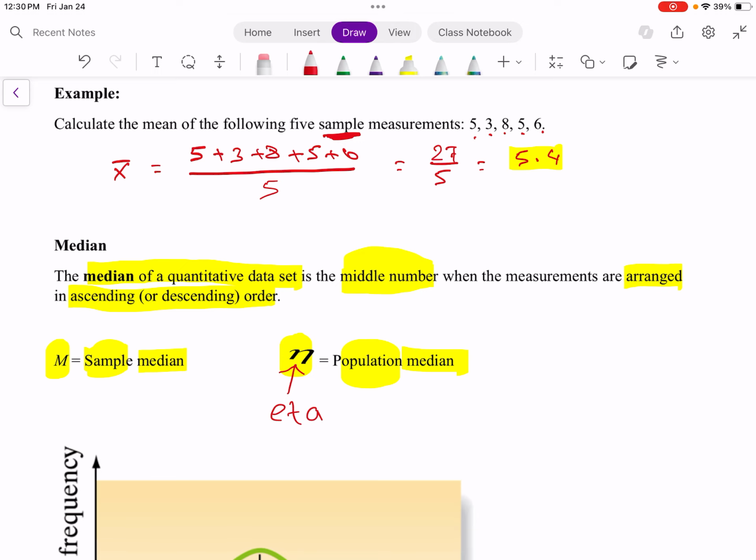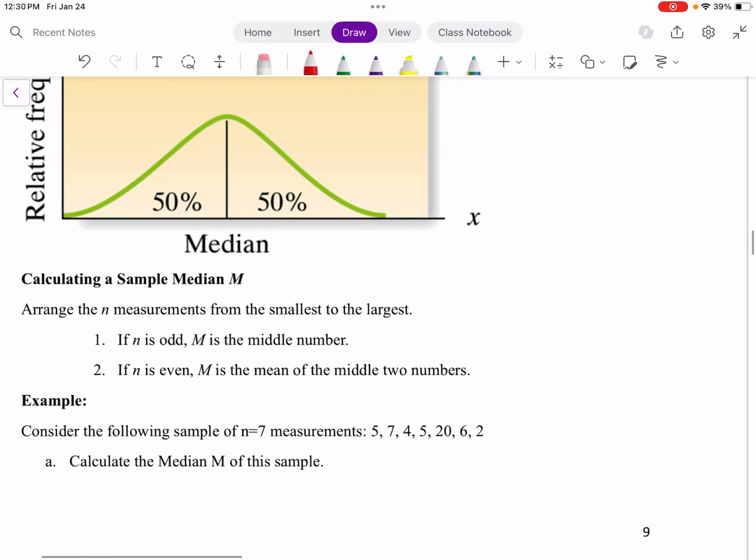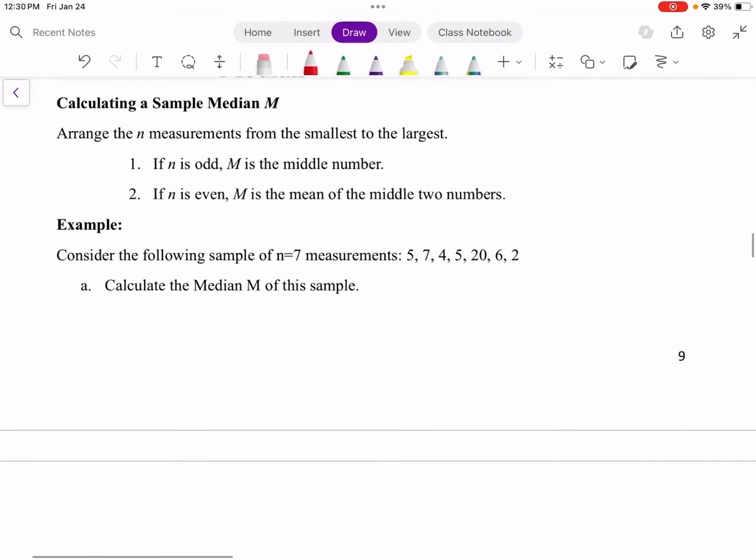Now, for the same data set, let's find the median. So we have 5, 3, 8, 5, 6. First step, we arrange our measurements in ascending or descending order. Let me arrange them in ascending order. Oh, do we have the same example at the bottom? Okay, so let's do this example, then we'll be back.